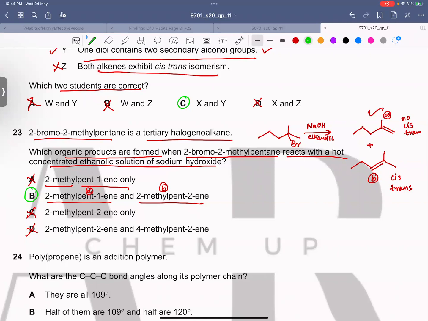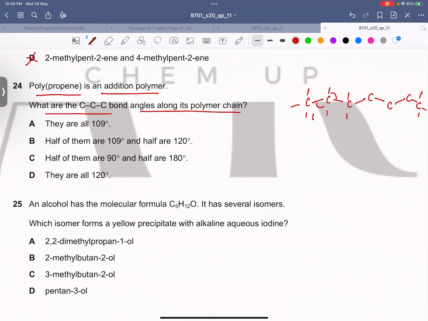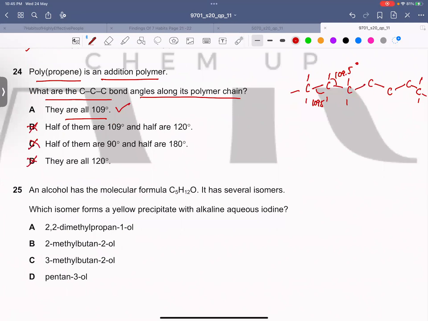Now, question number 24. Polypropene is an addition polymer. What are the carbon-carbon-carbon bond angles along its polymer chain? In the polymer chain, if you recall, there is no double bond, right? All the carbon atoms are bonded with single bonds, and there are all 4 single bonds on each carbon atom, right? So the bond angle over here or over here would be 109.5 degrees. So they are all 109.5 degrees. That is correct. B, C, and D are wrong, and our correct answer is A.